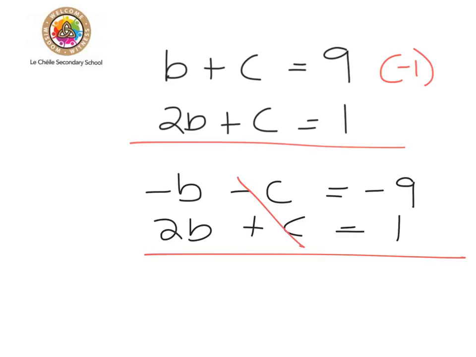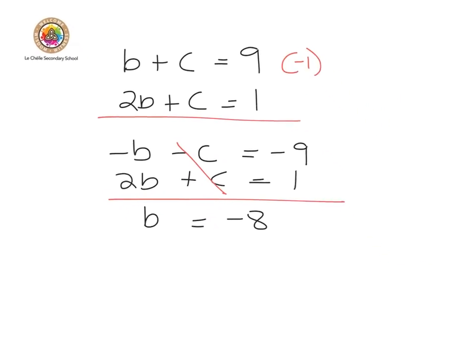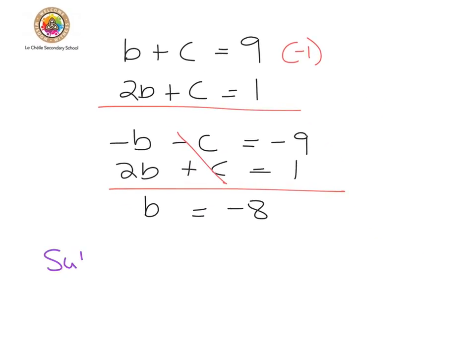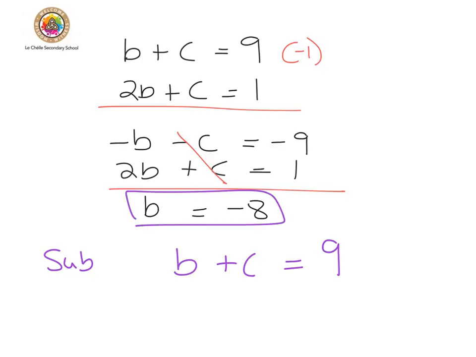And I can now cancel out my plus c and my minus c. And I'm left with 2b minus b, which is 2b minus 1b, is just b, is equal to, and -9 plus 1 is -8. Once I've solved for b, I just simply substitute it into either line. So sub in, and I'm going to sub it into the top line, which is b plus c equals 9. I now know that b is -8, so it's going to be -8 plus c equals 9, and I'm going to plus 8 and plus 8, and I'm going to get c equals 17.